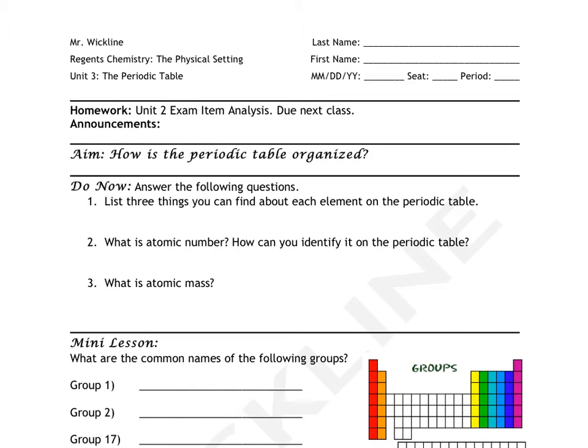All right, this is our first lesson in Unit 3, the periodic table. I think that we probably just did a look back, so that's the announcements and the Unit 2 exam item analysis, that would be the look back. All right, so the do now is list 3 things you can find about each element on the periodic table.